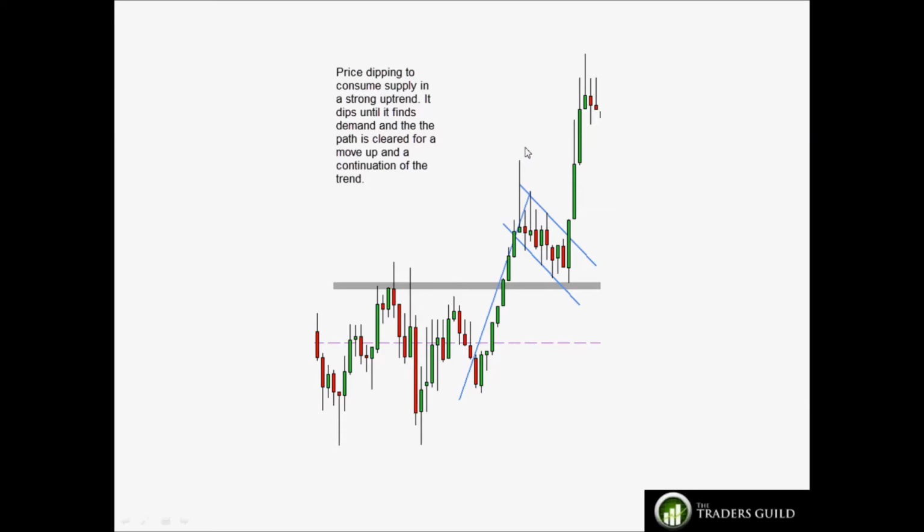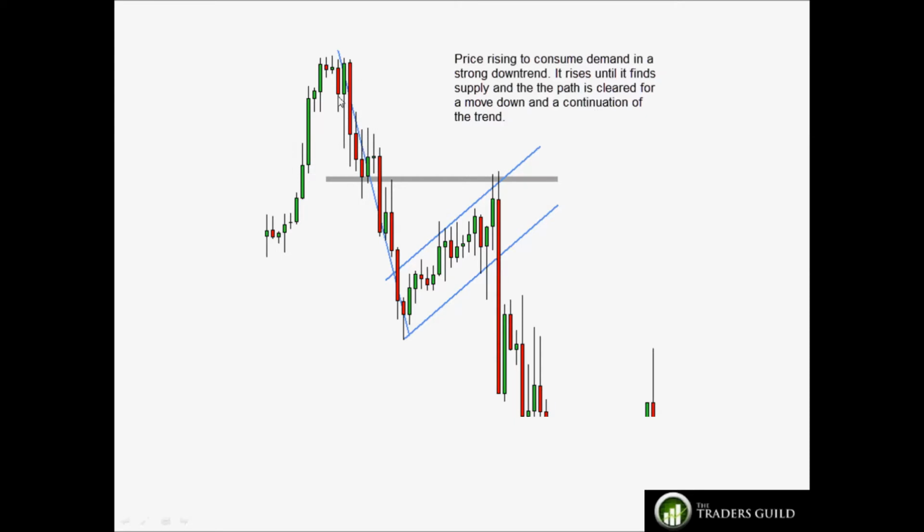So obviously the reverse situation, a bear flag, we have a strong downtrend. We consolidate as price moves up. We are consuming demand this time. It moves up and up again until we see a clear support resistance area, which is obviously where supply is, and therefore the path has been cleared to pave the way for price to move down in the direction of the strong trend.